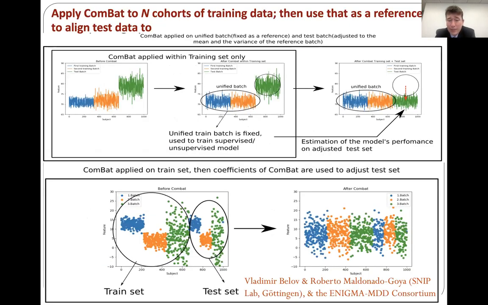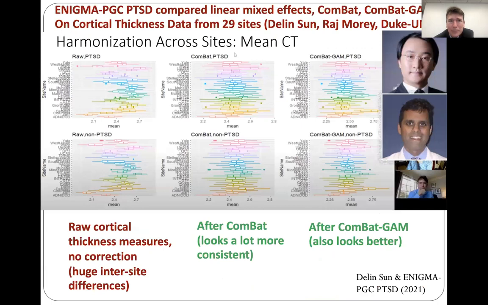And just to explain this more, this is work by Vladimir Belov and Roberto Maldonado Goya and the ENIGMA MDD working group. They've been doing multi-site machine learning for some time, and they show how to apply ComBat to adjust data within the training set only, and then that becomes a reference where test data's distributional moments, at least of the residuals, can be brought into line with the training data. And then they found that after doing that, they're better able to make predictions about the test data.